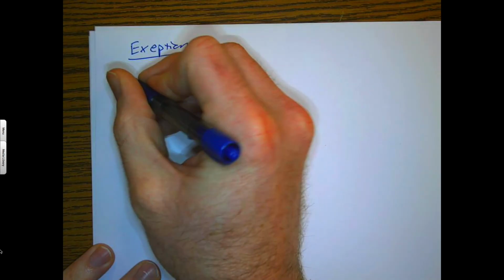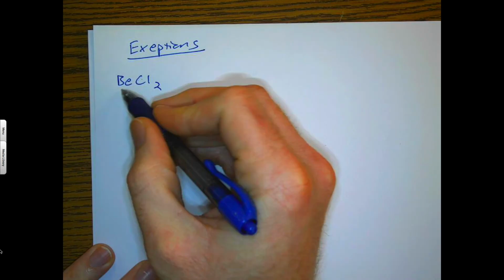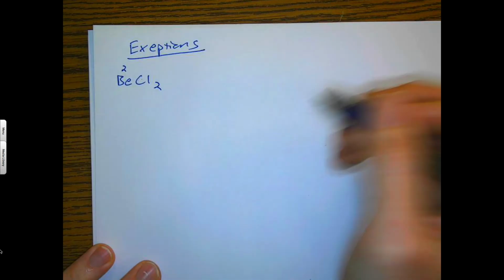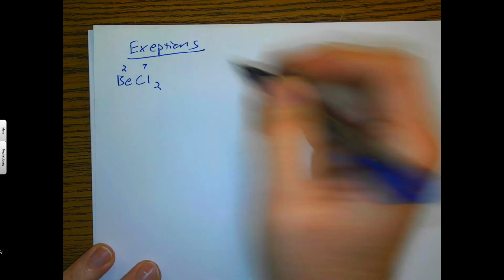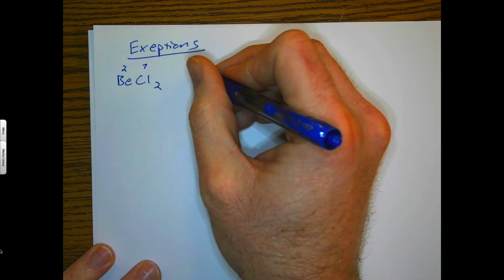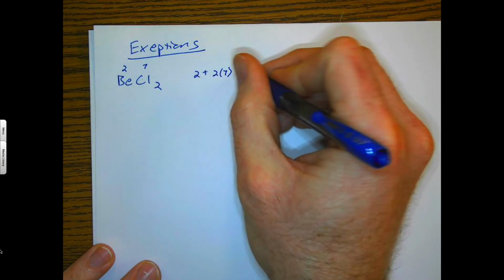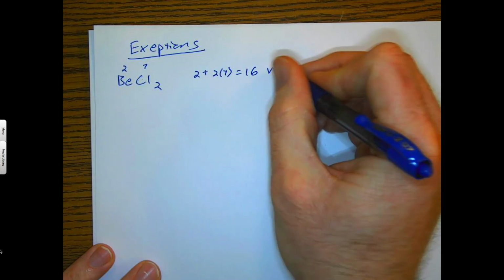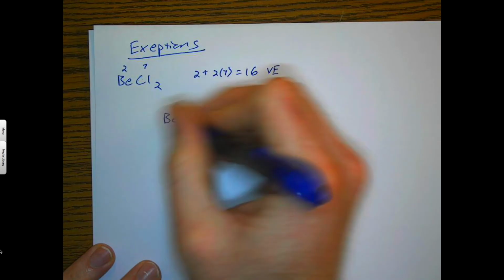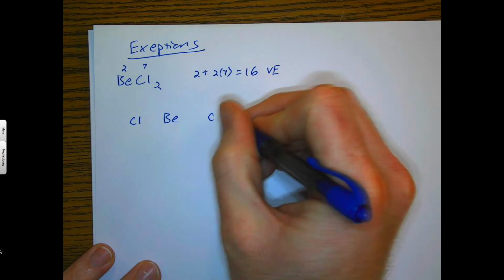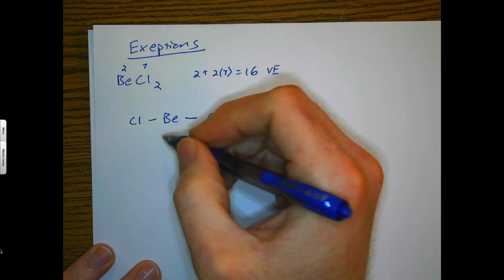So the first exception we'll take a look at is BeCl2. Well, beryllium is actually in the second group, so it only has two valence electrons. Chlorine has 7. So 2 plus 2 times 7 is 14, so it's going to be 16 valence electrons. So we'll put Be in the middle, and we'll put chlorine on the outside, and draw a bond in between those.